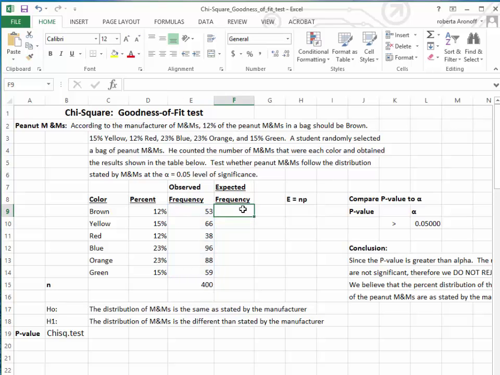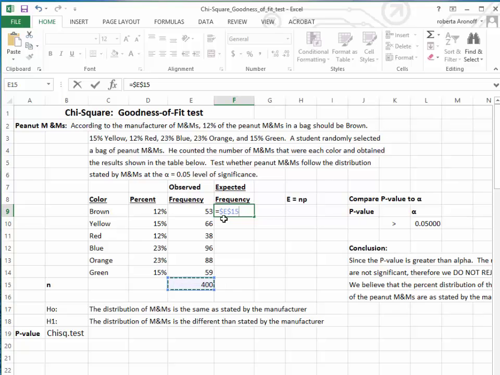Now we want to set up a formula for the expected frequency. Of course, every time we have a formula, we have the equal sign. We take n, which is the number of M&Ms, 400, and since we want that to be used for all of the cells, we make that a fixed cell. On a PC, it is the F4 button on the function keys above the numbers, or on the Mac we use Command T.